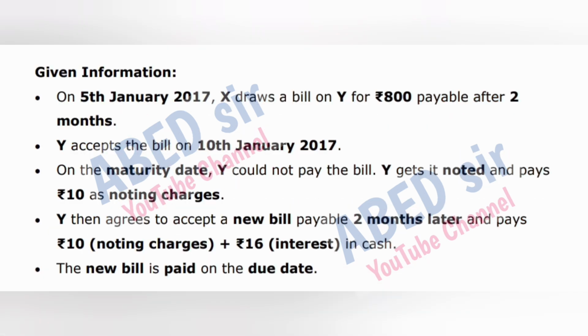Given information. On 5th January 2017, X draws a bill on Y for 800 rupees payable after 2 months. Y accepts the bill on 10th January 2017. On the maturity date, Y could not pay the bill. Y gets it noted and pays 10 rupees as noting charges. Y then agrees to accept a new bill payable 2 months later and pays 10 rupees noting charges plus 16 rupees interest in cash. The new bill is paid on the due date.